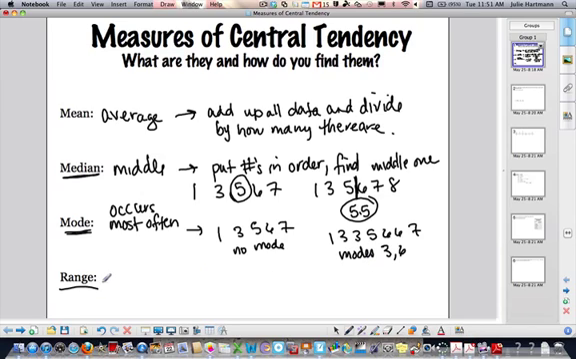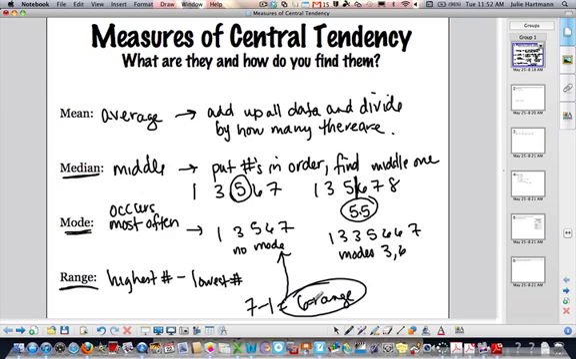And the range, different than the domain and range in that sense. The range is basically your highest number minus your lowest number. So if you were going to say this data right here, 1 to 7, your range would be 6. That would be your range. So that's what the measures of central tendency are and how we find them. So let's look at a couple.